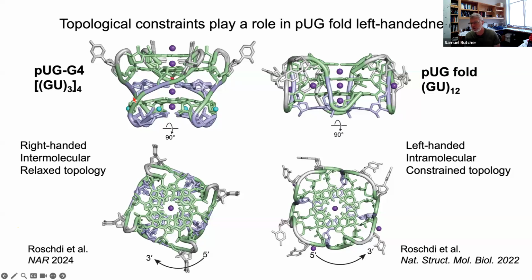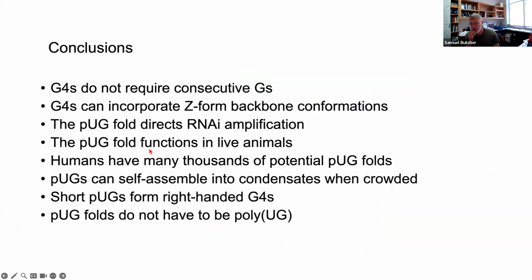So you can see how the backbone curves to the right here, and this backbone's going to the left over here. And if you look down from the top, you can see this one's going counterclockwise, that's the left-handed, and this one is going clockwise, that's a right-handed, like most helices.